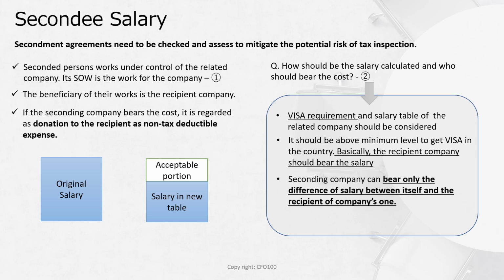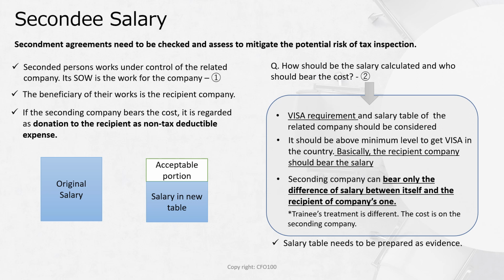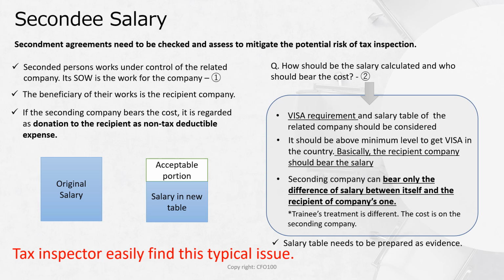When you consider the proportion of the salary payment paid by the headquarters side, you need to check the salary table in that recipient company. For the preparation for tax inspection, the solid table needs to be prepared as evidence. The tax inspector quickly finds this typical issue during a tax inspection for headquarters. Every person related to this issue should understand the basic concept.